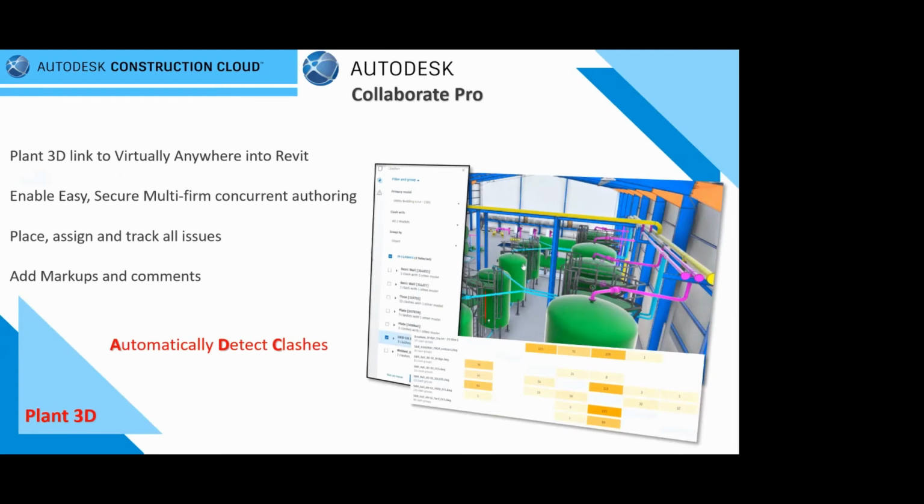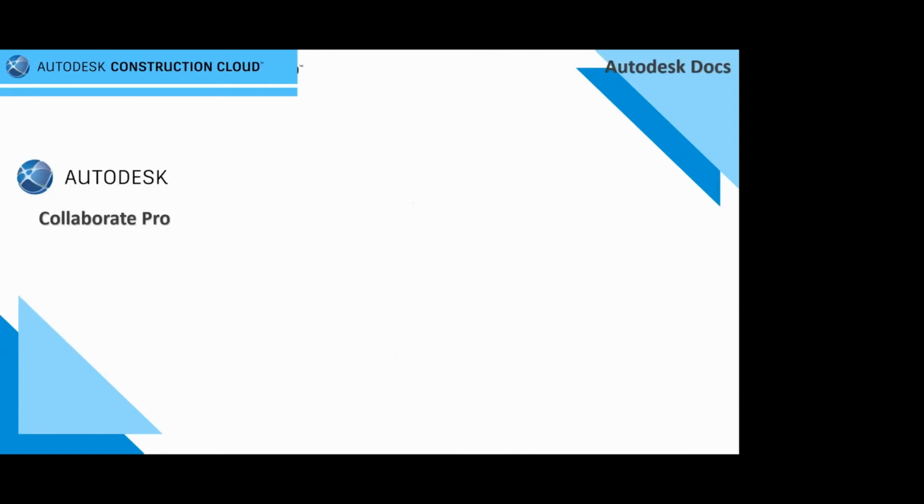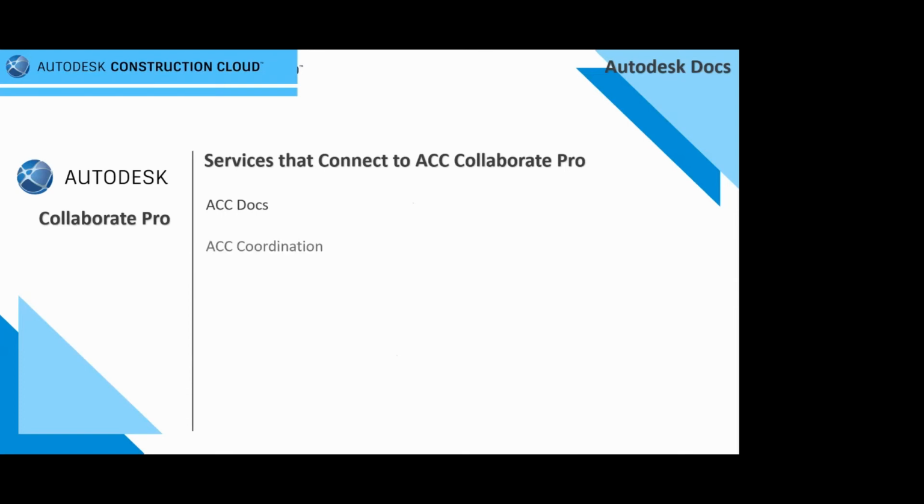So before we go any further, there are a few things you need to know about Collaborate Pro. Collaborate Pro does connect with other ACC services, such as ACC Docs, ACC Coordination, ACC Build services, and of course your ACC Takeoff. And for those of you who are using Revit, Civil 3D, and Plant 3D, Collaborate Pro is the tool for you to go into the cloud and work share from there with other users as well. So, are there any questions?